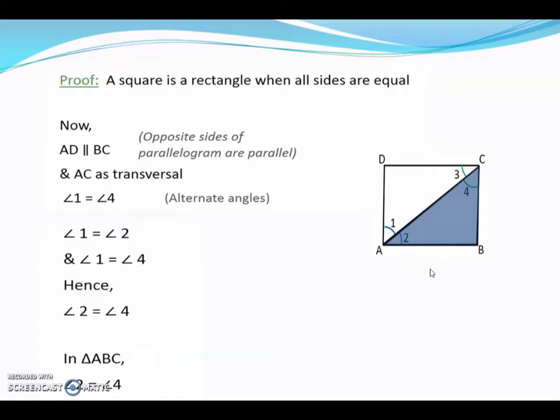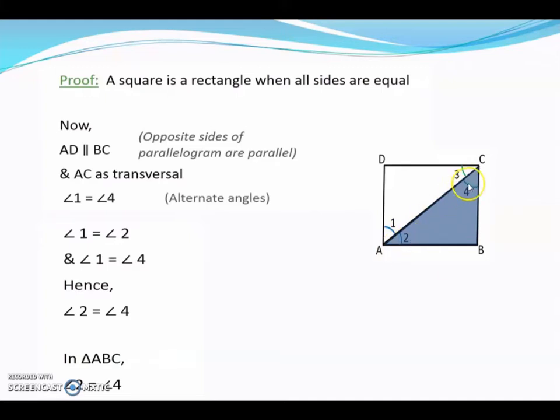So now how can we do that? Since we know that AD and BC are parallel to each other because they are opposite sides of a parallelogram, and a rectangle is also a parallelogram, angle 1 and angle 4 are equal because they are alternate angles. Also angle 1 and angle 2 are equal, it is given because AC is bisecting angle A. So if angle 1 is equal to angle 2 and angle 1 is also equal to angle 4, it is equal to the same angle, therefore 2 and 4 must be equal.